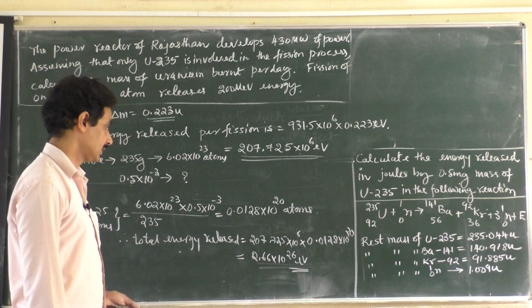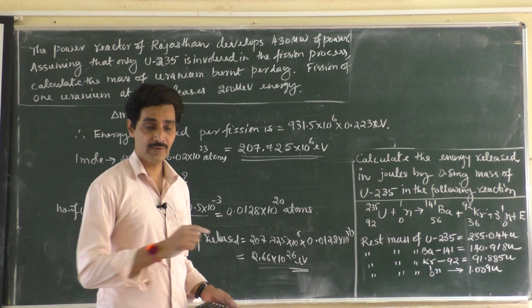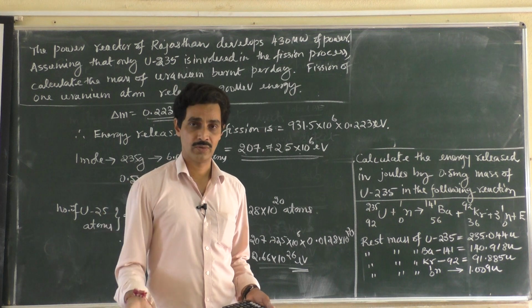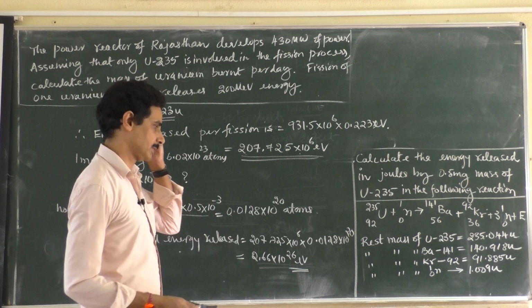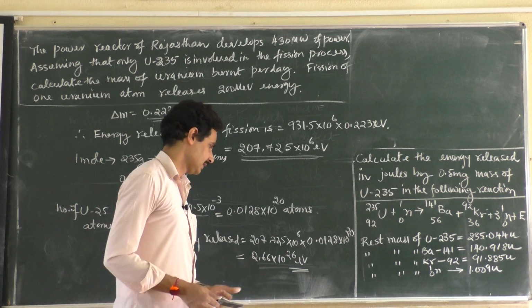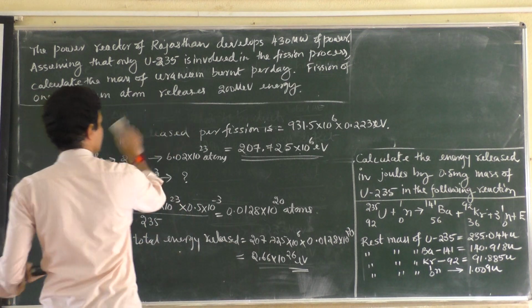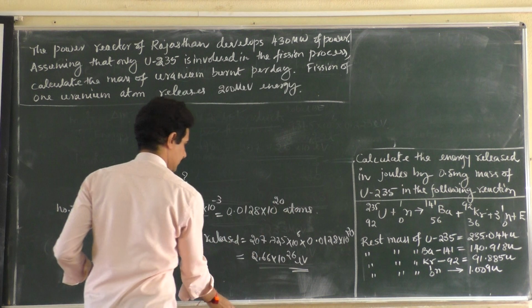And if you want to convert it into joules: if the energy is in joules, divided by 1.602 into 10 to the power minus 19 gives energy in electron volt. If the energy is in electron volt, multiplied by 1.602 into 10 to the power minus 19 gives the energy in joules. So what I can do now, shall I rub this? I will rub it.